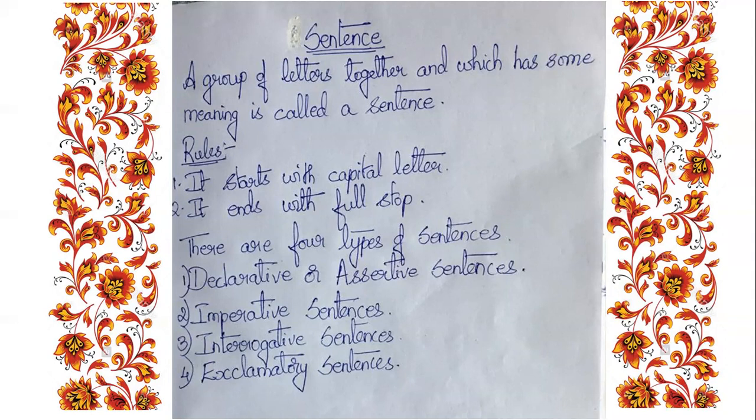Then comes the imperative sentence. Imperative sentences are those sentences which command or order. Suppose: sit down, close the door. They start without the subject, but we can understand the meaning and we can do it. Close the door. Here there is no subject, but we go and do it. Such sentences are called imperative sentences.